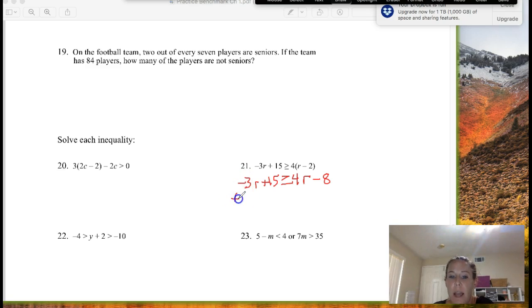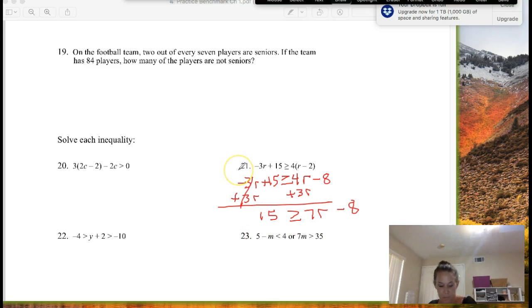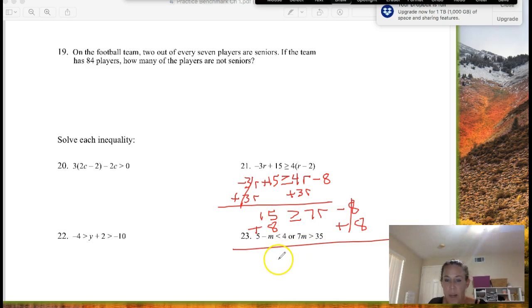So I'm going to go ahead and add 3 r's to over here, plus 3 r's. All right. That eliminates that. I've got 15 is greater than 4 r's plus 3 r's are 7 r's minus 8. Now I'm going to add 8 to this side. Okay, add 8 to this side. And that eliminates that. And bring everything down. 15 and 8 is 23. It's greater than 7r. And now go ahead and solve.